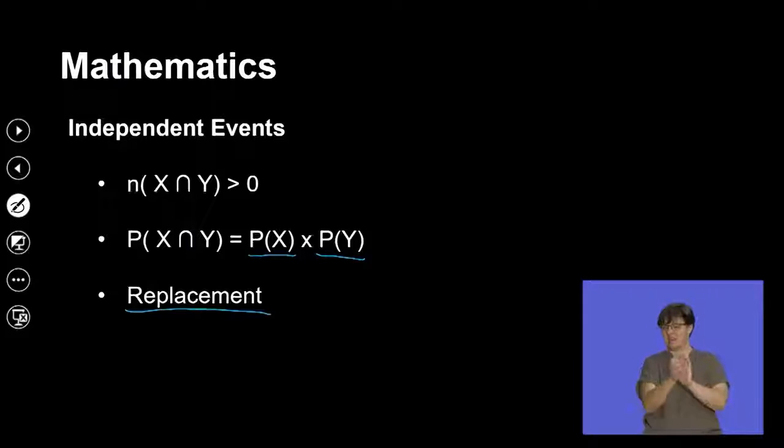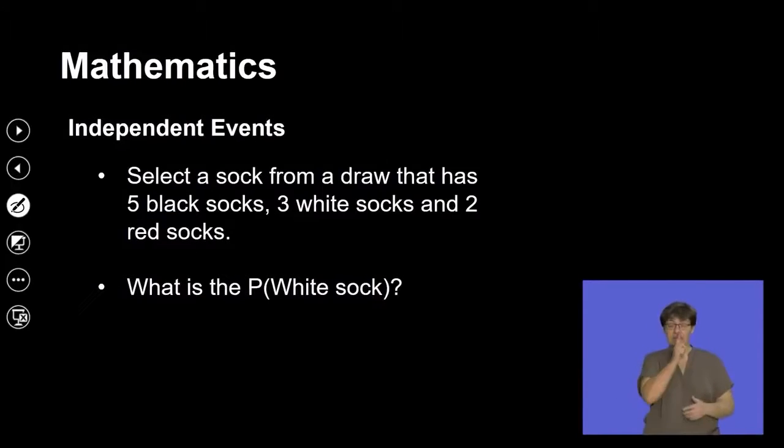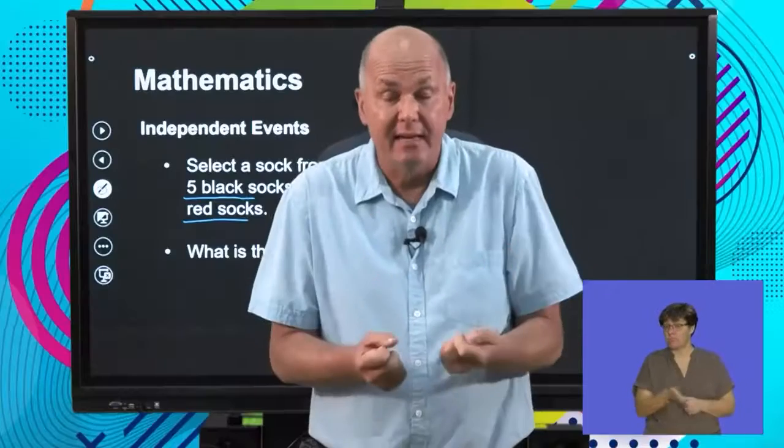Let's be specific and let's use an example to illustrate this. So we're told that in this drawer, we are going to select some socks, and in the drawer, there are 5 black socks, there are 3 white socks, and 2 red socks. Now, you recognize that the total number of socks in the drawer is 10.